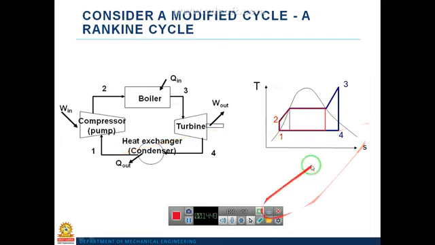So totally there are two constant pressure processes and two isentropic processes. 1 to 2 is the isentropic pumping. 2 to 3 is the constant pressure heat addition, that is in the boiler. 3 to 4 is isentropic expansion in the turbine. 4 to 1 is the constant pressure heat rejection. 2 to 3 is the constant pressure heat addition. This is the general layout of the Rankine cycle.